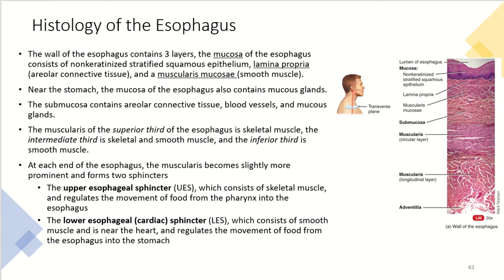At each end of the esophagus, the muscularis becomes slightly more prominent and forms 2 separate sphincters. There is the upper esophageal sphincter, which consists of skeletal muscle and regulates the movement of food from the pharynx into the esophagus. The lower esophageal sphincter, also called the cardiac sphincter, consists of smooth muscle and is found near the heart. This regulates the movement of food from the esophagus into the stomach itself.